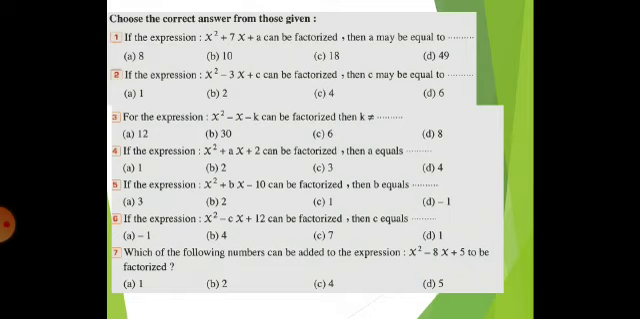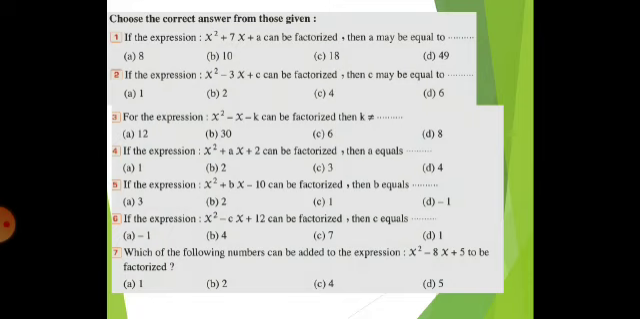Look at number a, 8. We want to find the two numbers whose product equals 8. 1 times 8, but 1 plus 8 equals 9. 2 times 4 equals 8, but 2 plus 4 equals 6. So a can't be equal to 8.